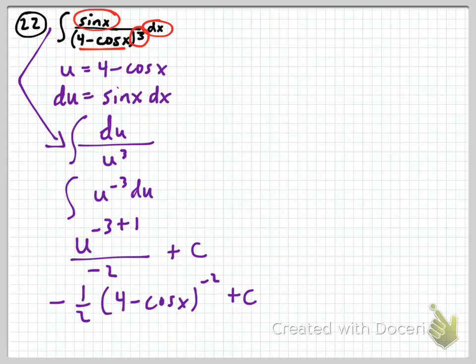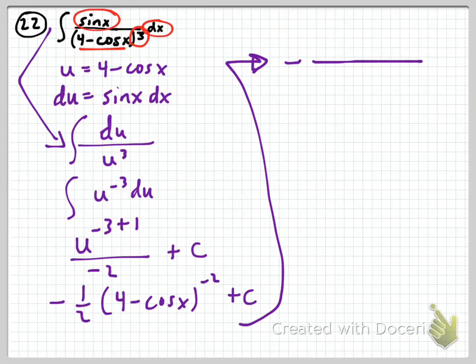Now, you could leave it like that, but if this were a multiple choice problem, that probably would not be the form that you'd see that answer in. More than likely, you'd see it as negative out here, and you'd have 1 over 2 times the quantity 4 minus the cosine of x to the second power, and then don't forget the plus c. And that's it.